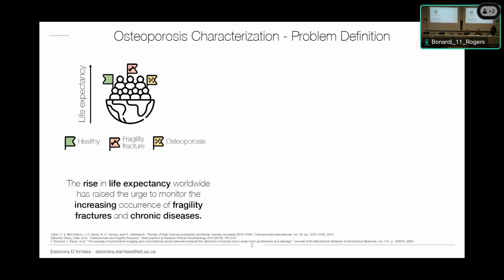So today we will talk about osteoporosis, and what we want to find out is, can we understand better the pathway from the beginning of the pathology till its later stages? What we know is that with a higher life expectancy, we have an older population, and so we can see an increase in the occurrence of fragility fractures and chronic diseases.